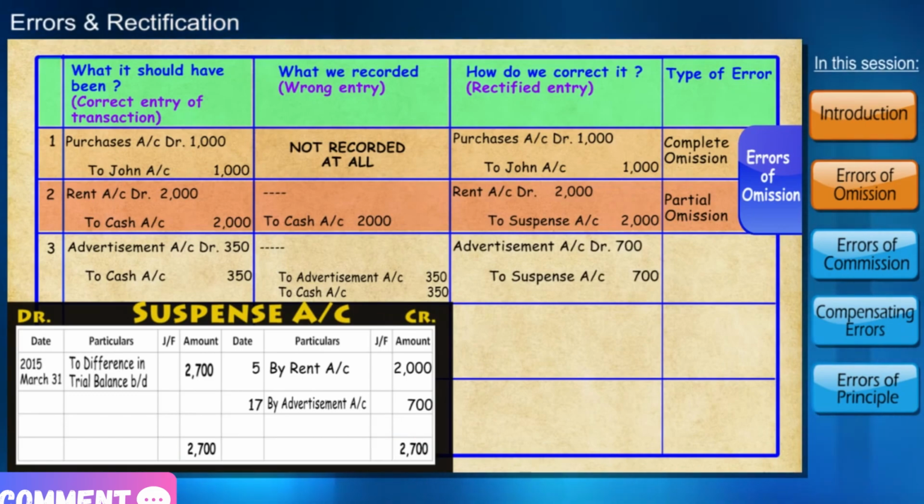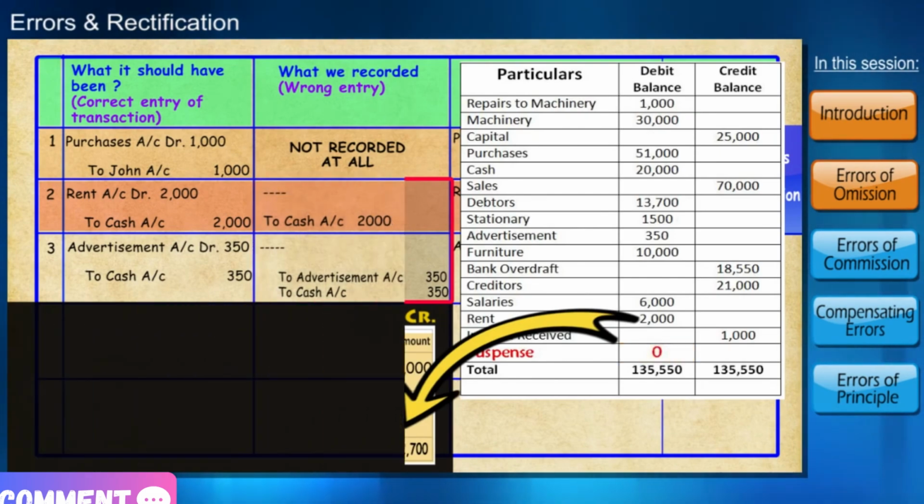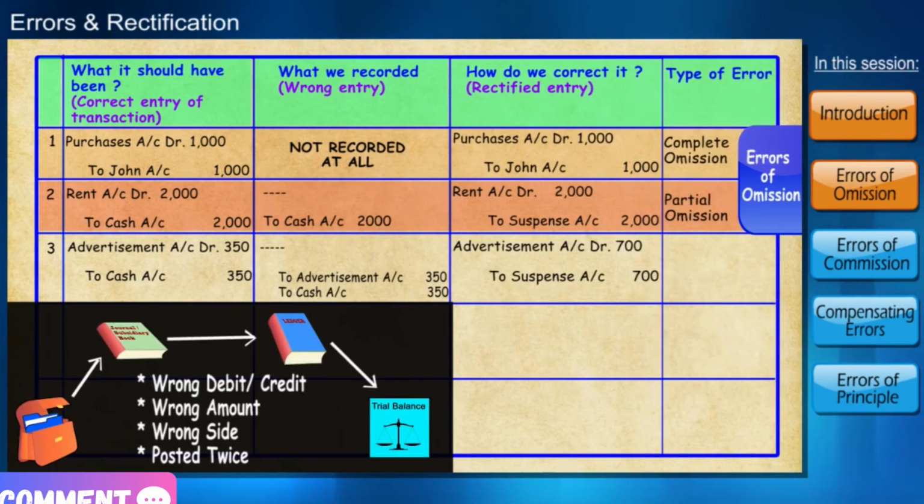Now we can see suspense account is tallied. This means that all errors affecting the difference in trial balance have been found. But still we'll scrutinize further. So basically any kind of clerical error made while posting is referred to as error of commission. I hope you all are with me.